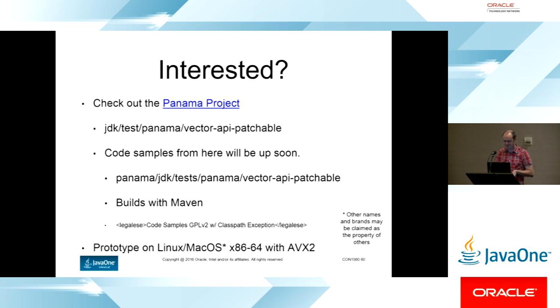So anyway, if you're interested, it's in the Panama project. I know that saying it's in the Panama project is like finding a needle in a haystack. So the JDK test Panama Vector API patchable, it's in there. There's additional code. I think there's some code samples from here that may not be up there in the current form, so I will check those in. There's some Maven build scripts in there, so you can get started. Still very, very prototype. I can't underscore that enough.